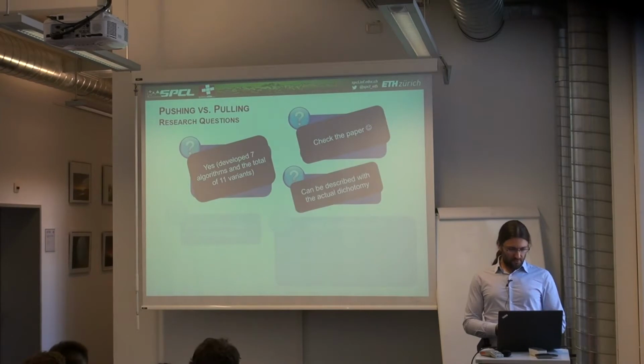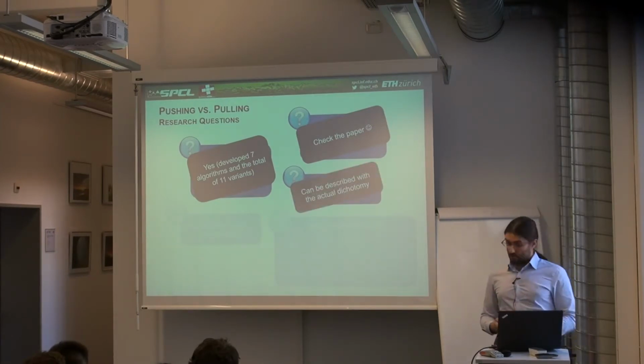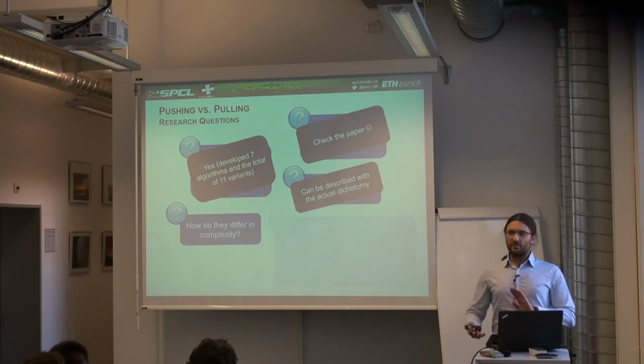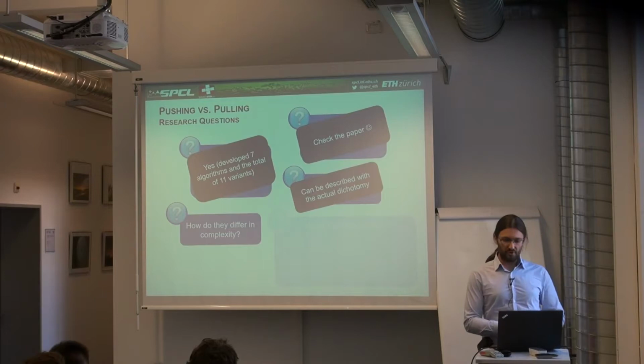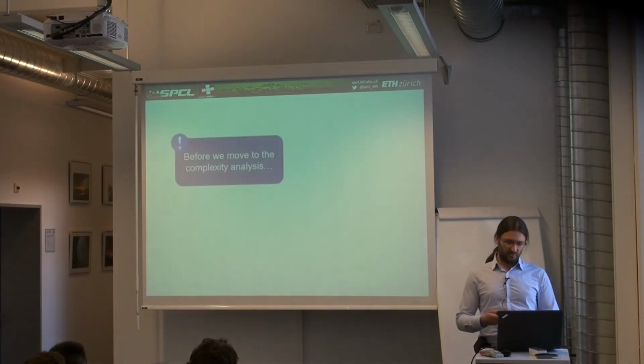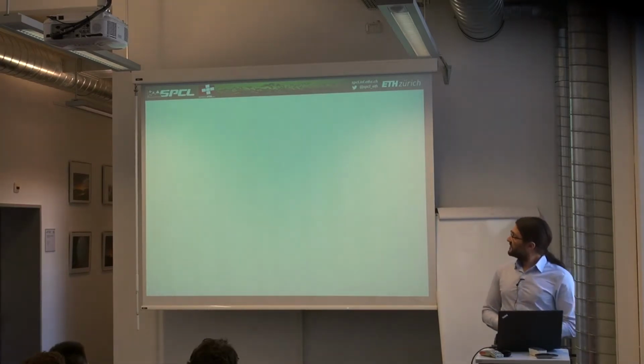Okay, so now the third: yes, the answer to the questions, of course, is that they can be described with the actual logical dichotomy. The fourth one is how they differ in complexity. So we'd like to gain some more understanding of whether there is any difference in, for example, the PRAM complexity for these two variants, pushing and pulling, of each graph algorithm. And before we move to this analysis, let's first take a small recap on the PRAM models that we used in this part of the project.